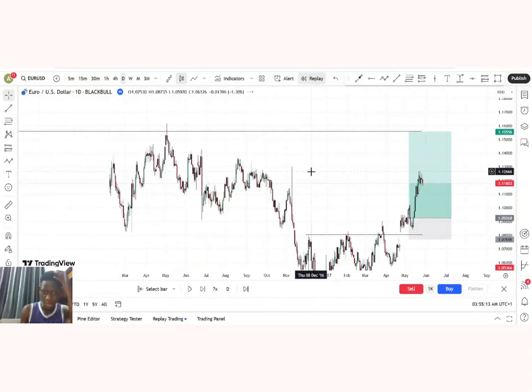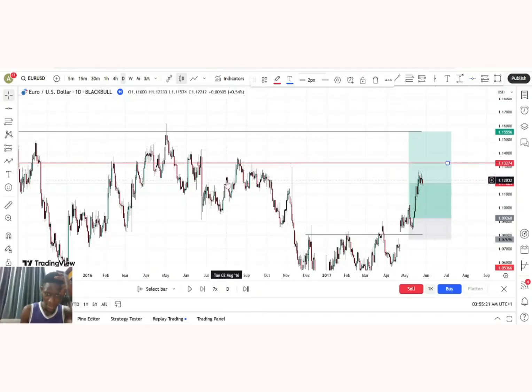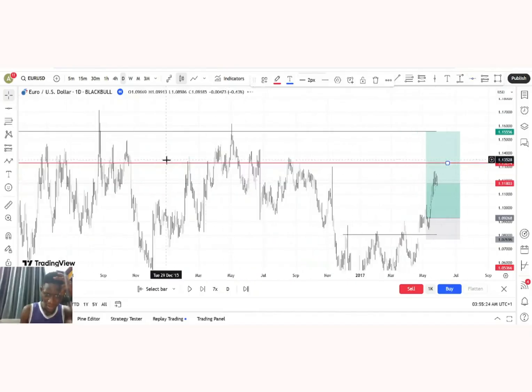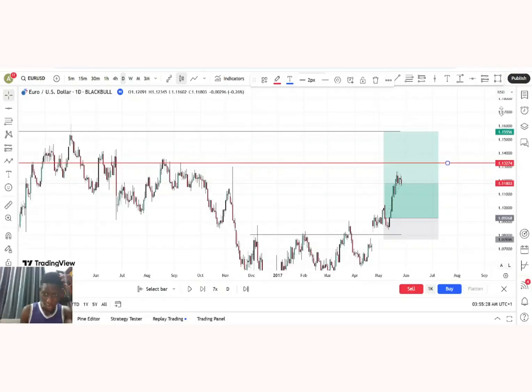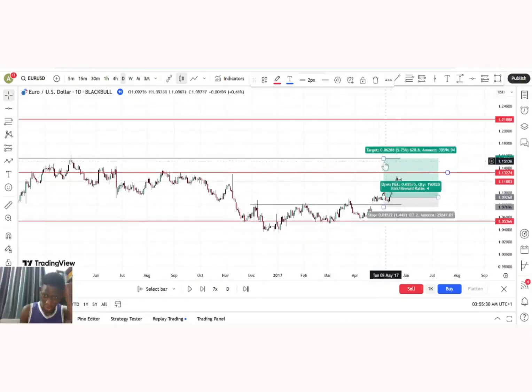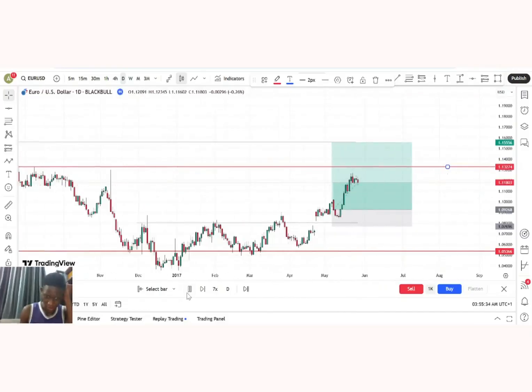So now at this point, see that this is a resistance zone, but at this point you might be taking partials, as simple as that. Taking partials at this point, because the market will likely react from here. Why? Before heading to this point. You can even ultimately swing it to this point, but maybe make sure you take partials at this point. So let's just see how it goes.